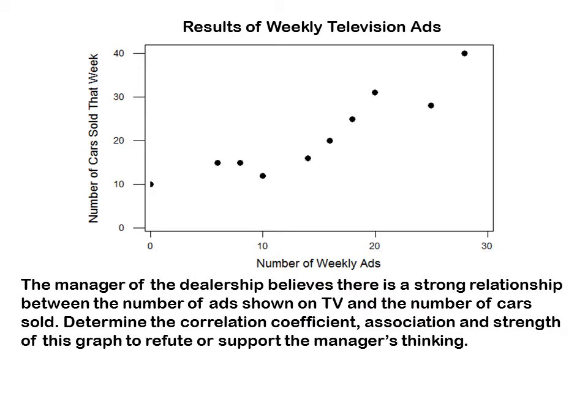Here are the results of the weekly television ads. The manager of the dealership believes there's a strong relationship between the number of ads shown on TV and the number of cars sold. We want to determine the correlation coefficient, association, and strength of this graph to refute or support the manager's thinking. Well, the correlation coefficient is 0.92. Since it's positive, we know there's a positive relationship, meaning that as the number of weekly ads increases, the number of cars sold also tends to increase. 0.92 falls in a very strong correlation.